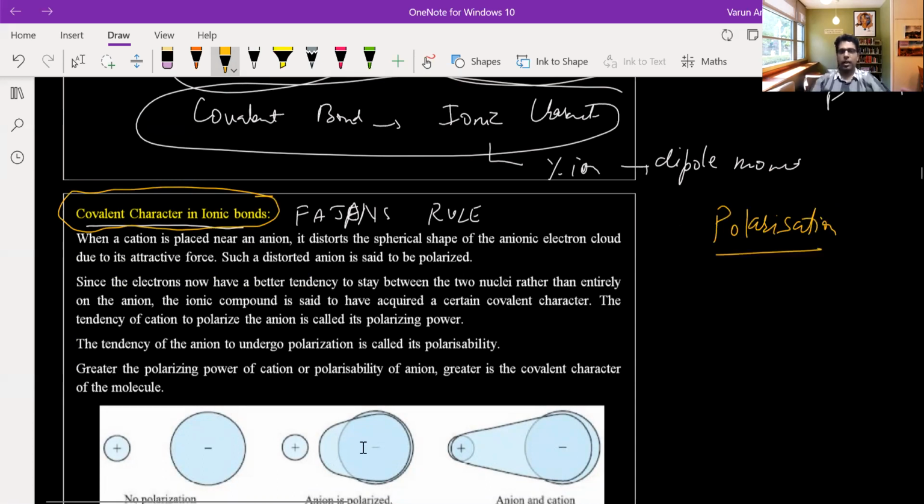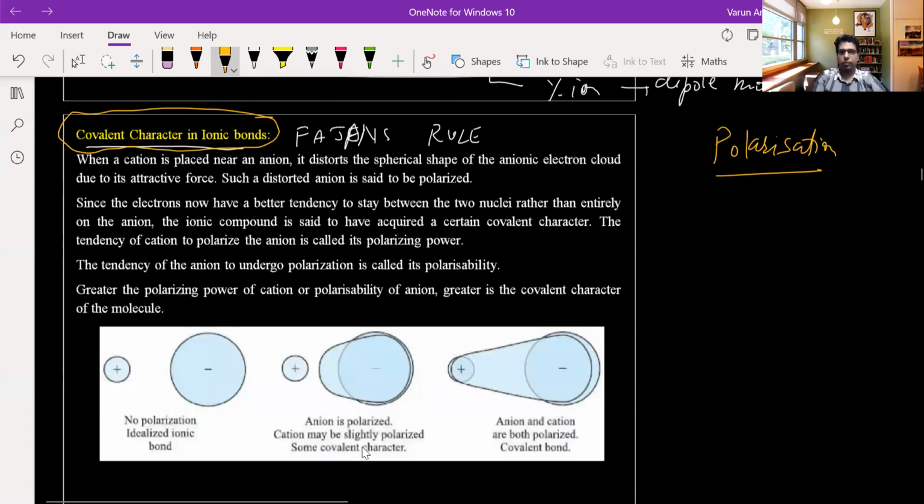Now suppose there is an anion and I bring a cation near to it. So what will the cation do? It will attract the electron cloud of the anion. The electron cloud will be coming towards the cation, bulging towards the cation. This is known as polarization.